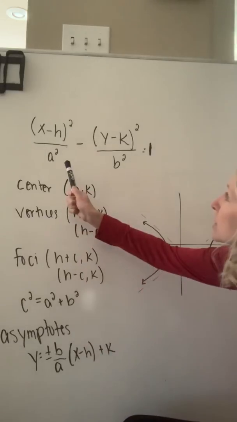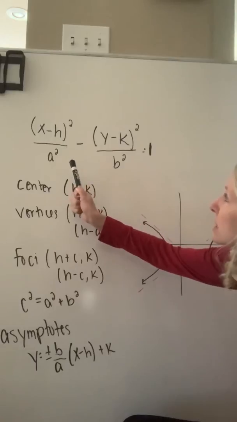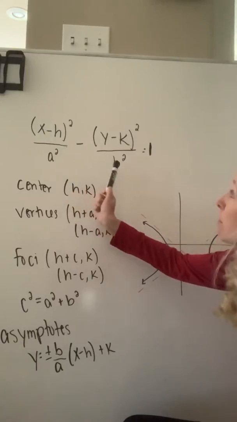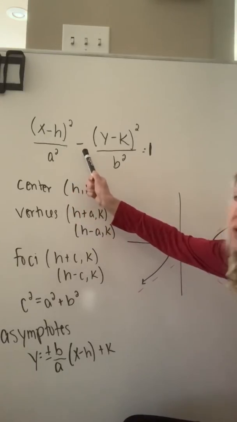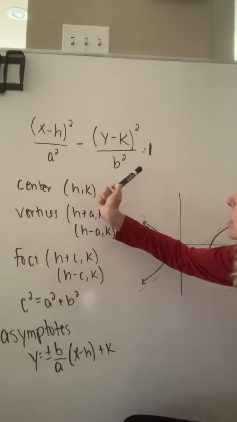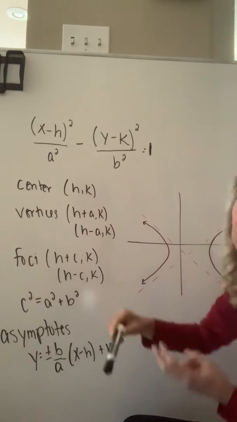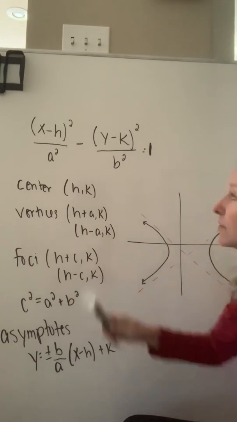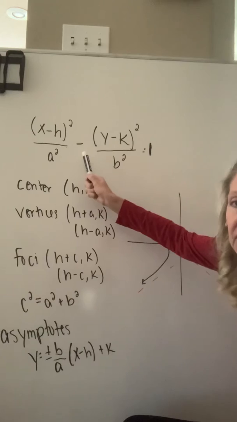Now what you want to notice about the equation is you've got (x minus h) squared over a squared minus, there's the minus sign in the middle, that's what tells you it's a hyperbola, (y minus k) squared over b squared equals 1. Now there's two things that are different from the ellipse. Obviously this is a minus, not a plus, so that's your first difference.